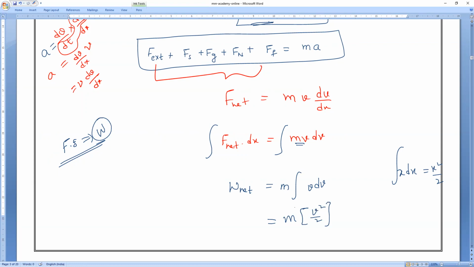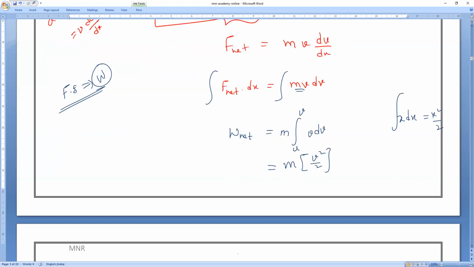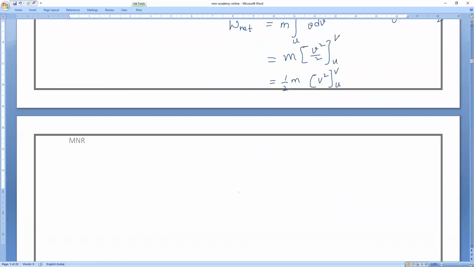So what is the range? From initial velocity to final velocity. I will take the 2 outside, so it becomes m into v square, from initial velocity to final velocity. So what formula will come, everybody? Net work done is equal to half into m into v square minus u square. So we can write half m v square minus half m u square.